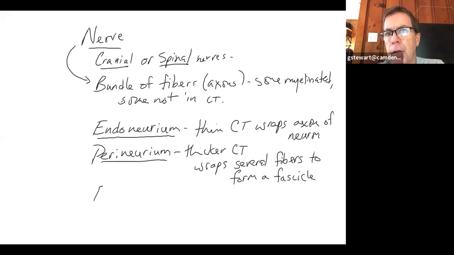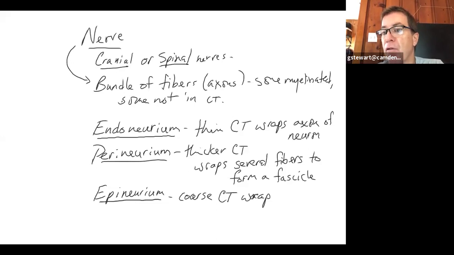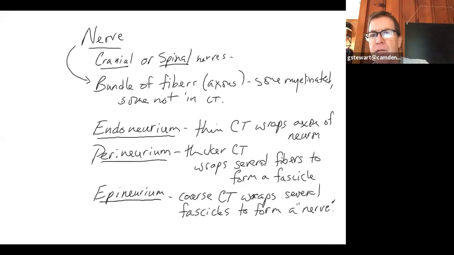And finally, there's epineurium, which wraps, it's very coarse, sorry, let me write that first. It's coarse connective tissue that wraps several fascicles to form the nerve. So there you have it. That's the anatomical breakdown of a nerve itself.